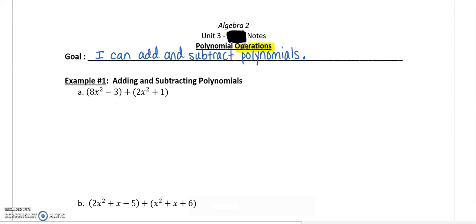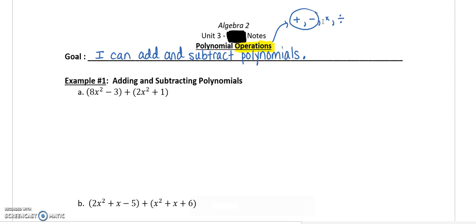Alright, now there are 4 operations that we could do with anything, including polynomials, and that would be adding, subtracting, multiplying, and dividing. Alright, today we are going to focus on those first 2, which are adding and subtracting.